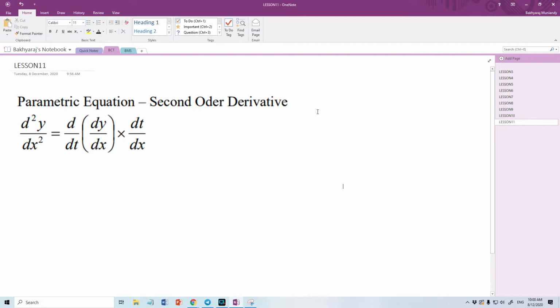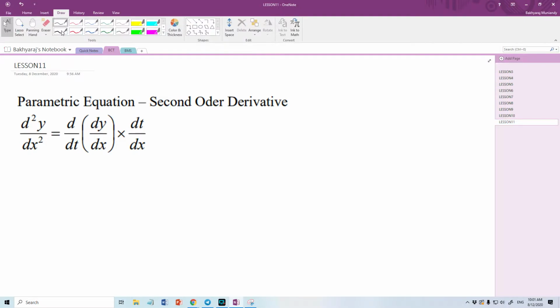Okay, first parametric equation, second order derivative. So this is our discussion for today. Second parametric equation means that we will have chain rule. What we want to see is about chain rule. So first order, remember first order? First order is dy dx.